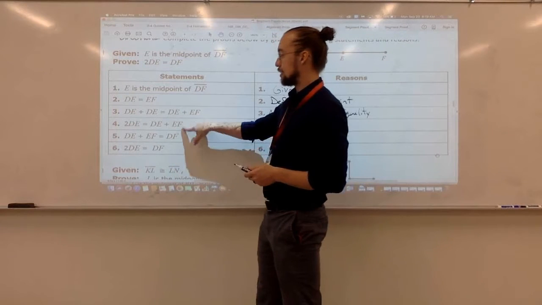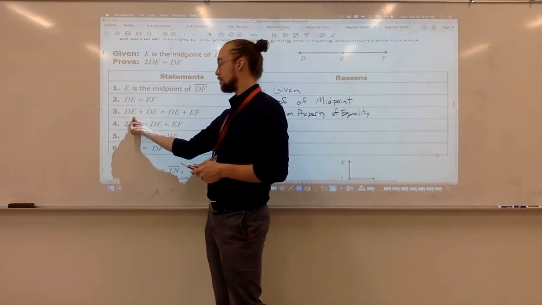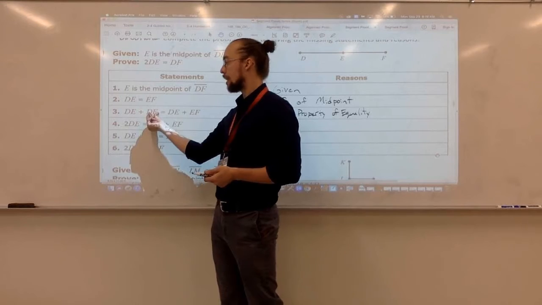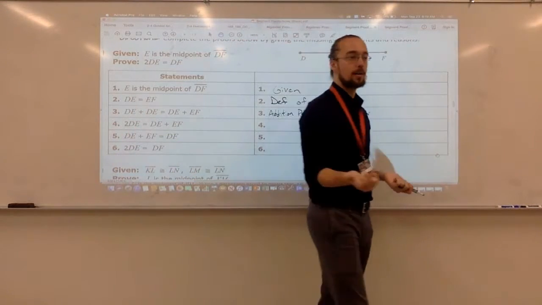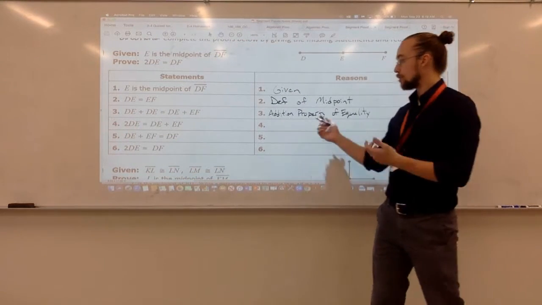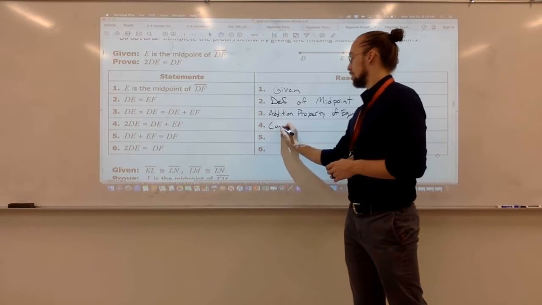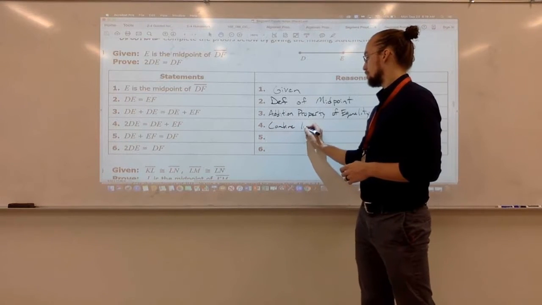This side of the equation didn't change at all. All I did was add these two together, right? If this was x plus x, I said that's the same as 2x, okay? So here we can just say combine like terms.